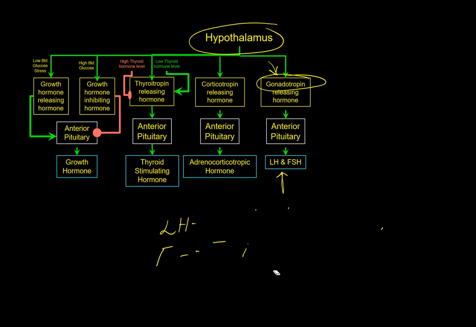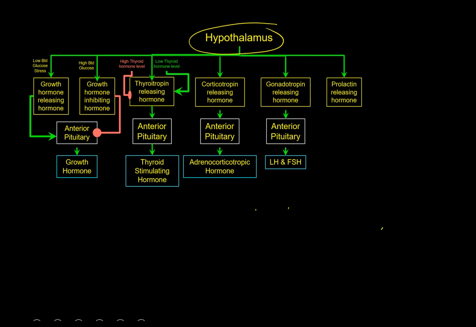And then finally, we've got prolactin releasing hormone. Goes to the anterior pituitary, causes the release of prolactin, okay? So we've got basically 5 different influences on the anterior pituitary, and we've got 6 different hormones getting released by the hypothalamus that affect that anterior pituitary.